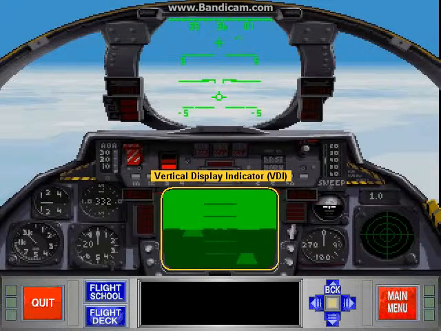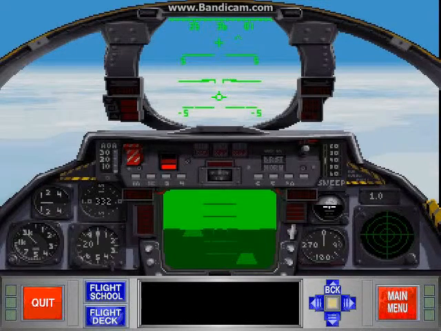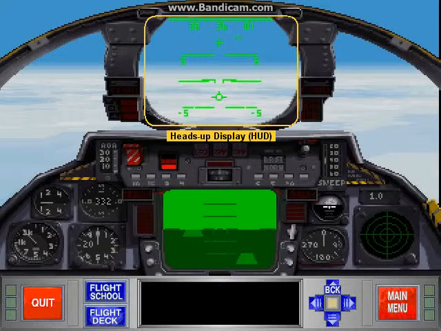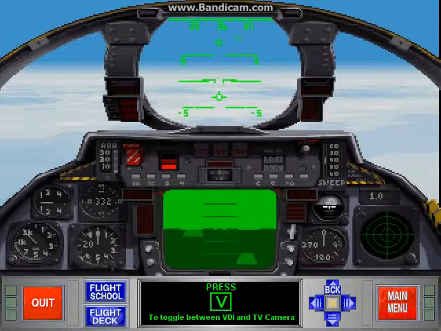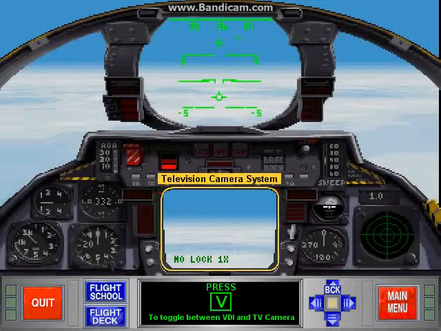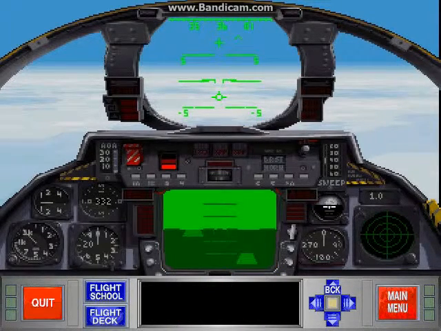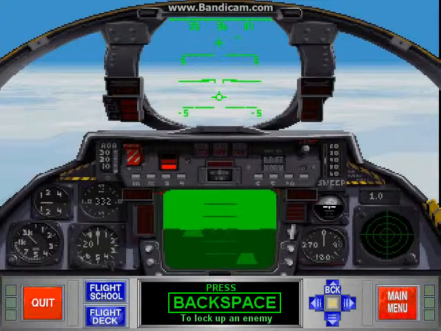The Vertical Display Indicator, or VDI, is a backup system for the heads-up display. Pressing the V key toggles between the vertical display indicator and the television camera system. To learn about the VDI in combat mode, press the backspace key to lock onto a target.